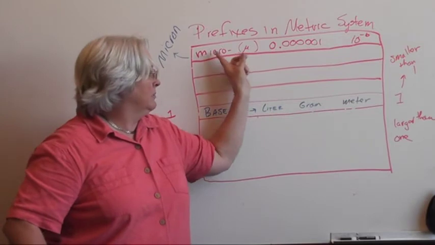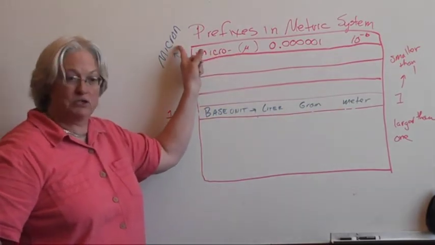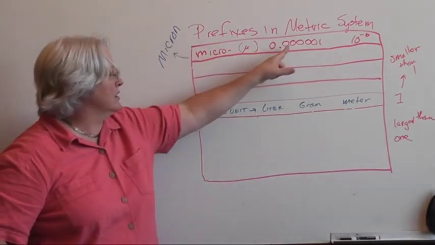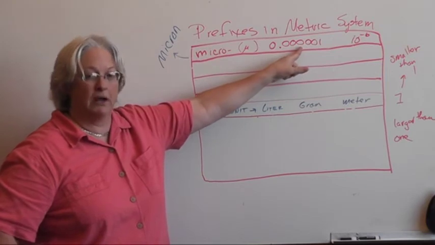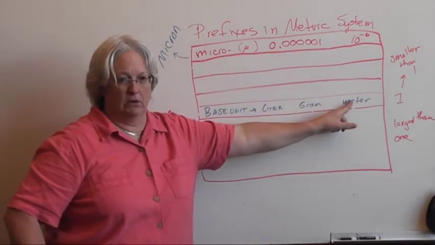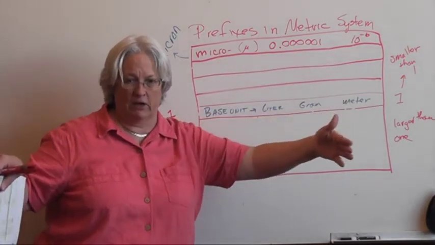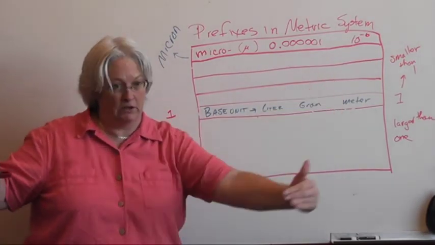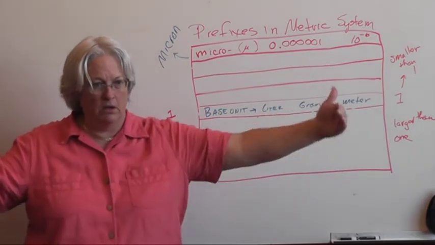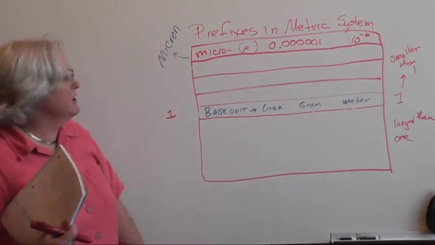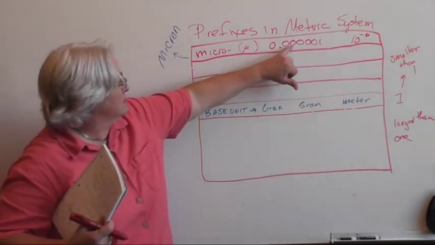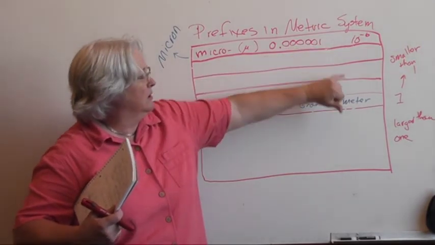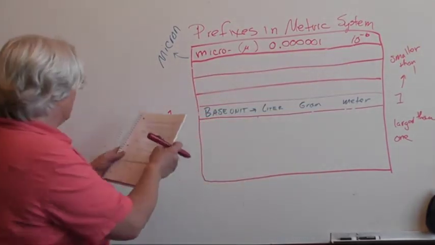Micron is the preferred term. A micron is 1/1,000,000th of a meter. So if a meter stick is about 39 inches long, it takes 1,000,000 of those lined up in a row to be a micron. It's 1/1,000,000th of a meter, 0.000001 of a meter. So that's what a micron is.